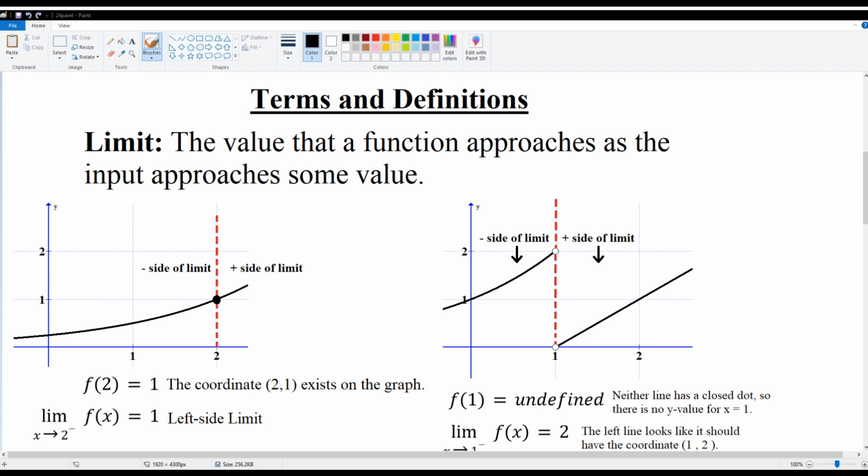So to give a definition, a limit is the value that a function approaches as the input approaches some value. It's not really the best definition. It's a little bit vague. I think this might be something that's better explored through some examples. So let's take a look at these really quick so I can give you some better understanding and terminology here.